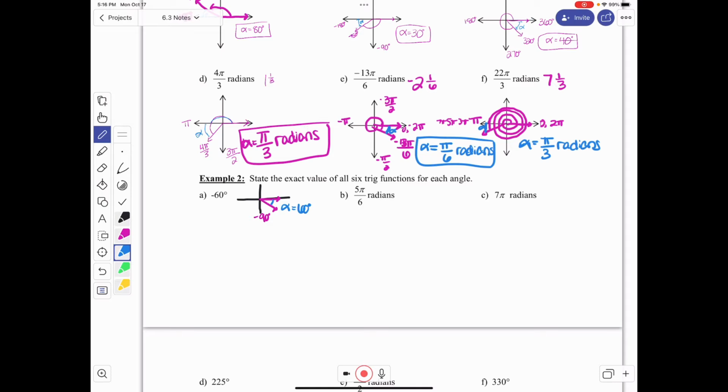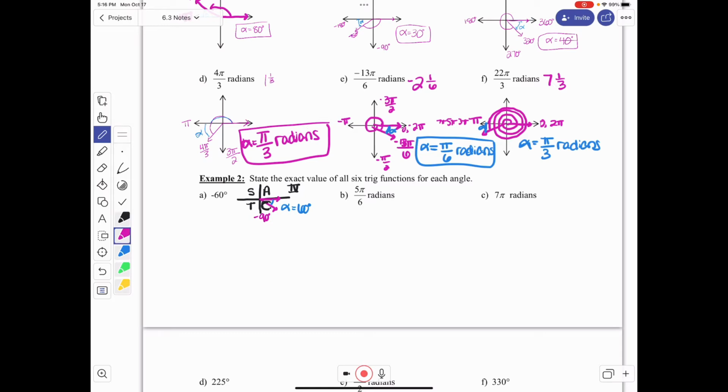But what we have to take into consideration is this. Okay, so it lands in quadrant 4, which means when I look up on my trig chart, the only ones that are going to be positive are cosine and secant. So that means my sine, cosecant, tangent, and cotangent, I have to make those negative.